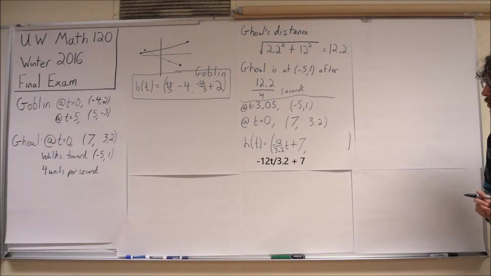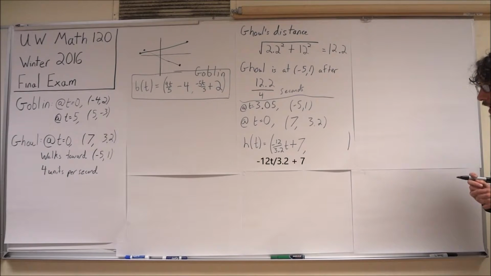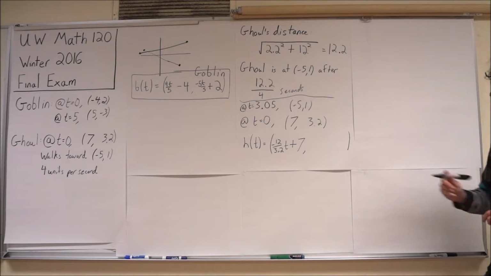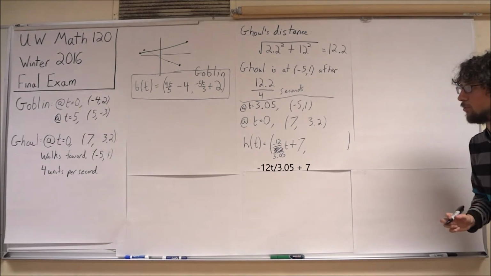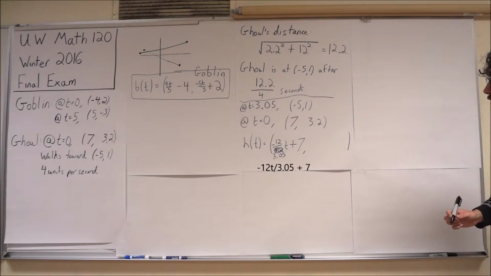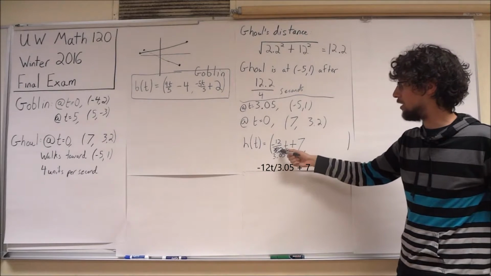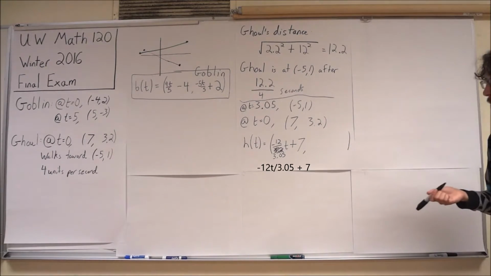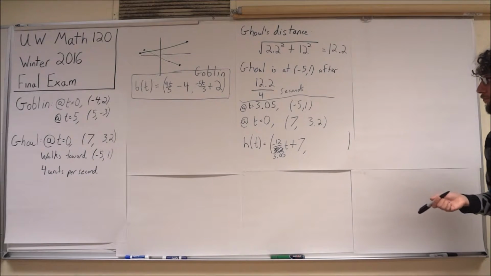Now, when I plug in t equals 0, I get 7. And when I plug in t equals, oops, not 3.2, I meant 3.05. At t equals 3.05, these will cancel, and the x coordinate will be -5.